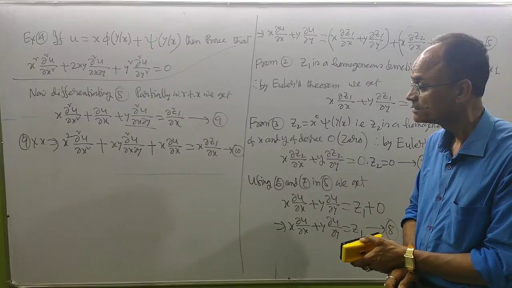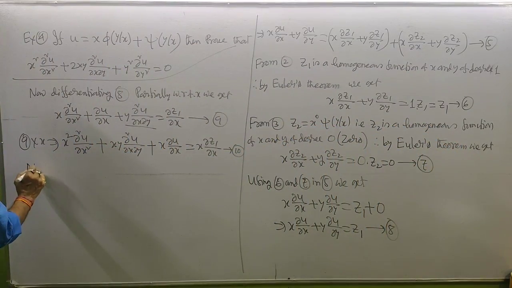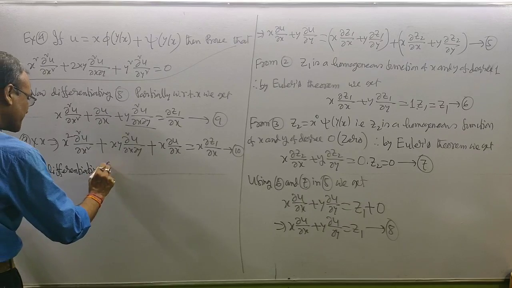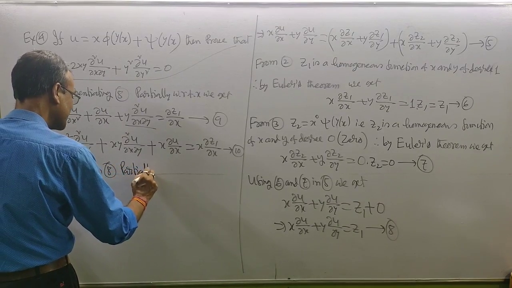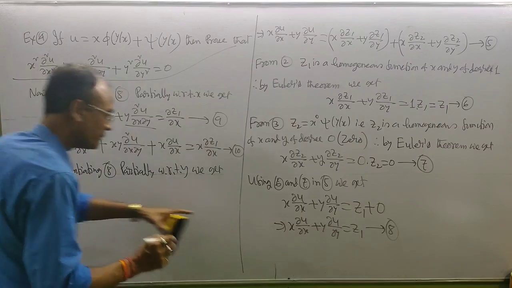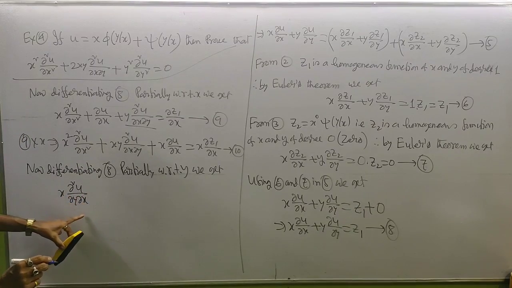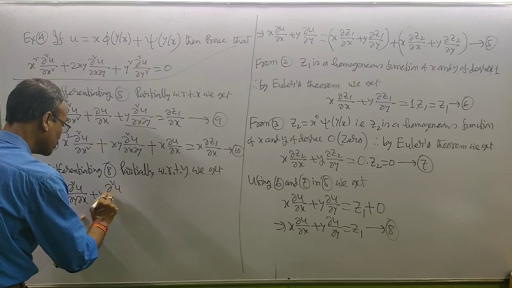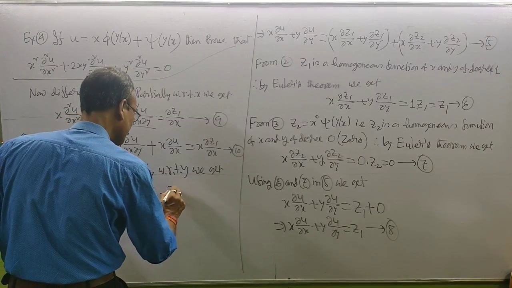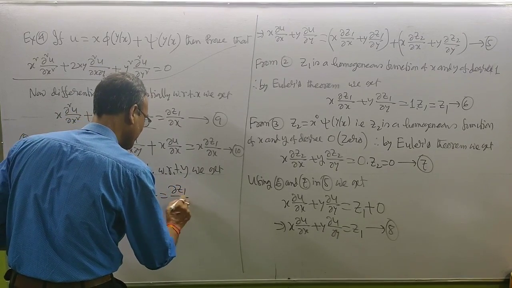Now, differentiating 8 partially with respect to y we get x ∂²u/∂y∂x. For ∂y∂x, we write ∂x∂y, plus y ∂²u/∂y² plus 1 ∂u/∂y equal to ∂z1/∂y.